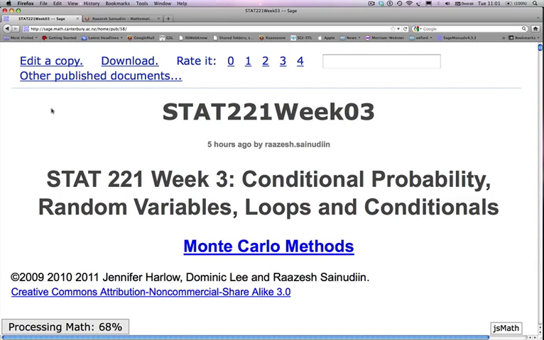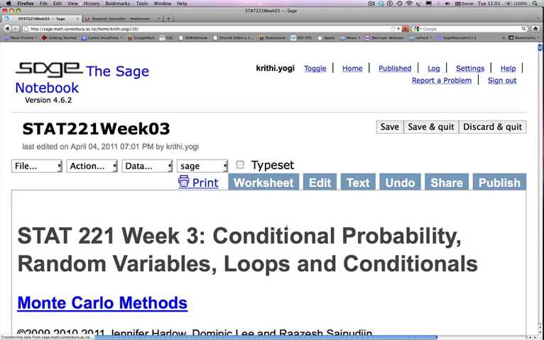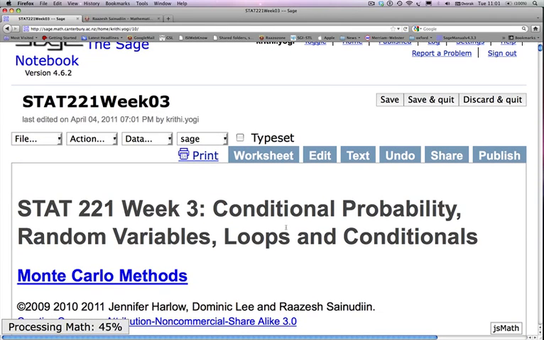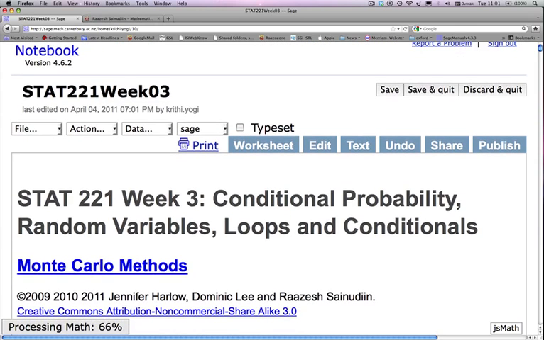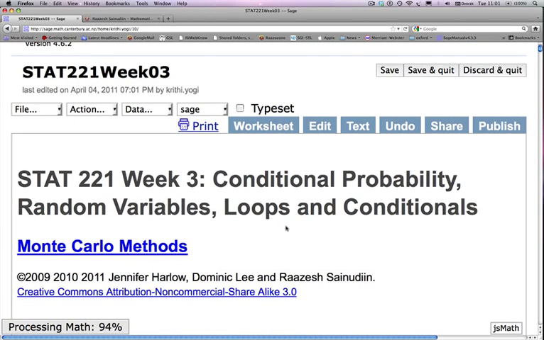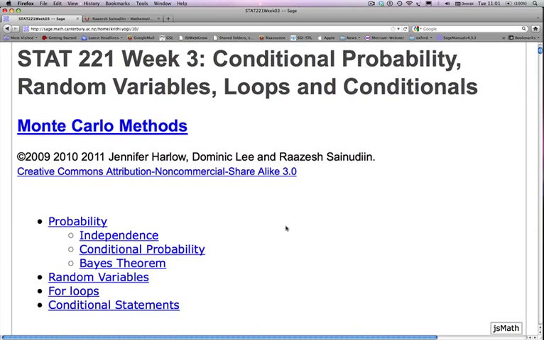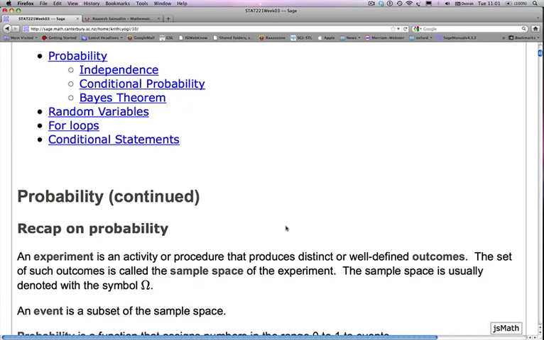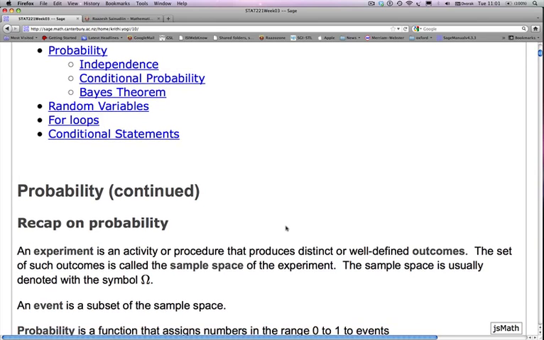Now once this has loaded, we start by editing a copy. So there you are. Stat 221 Week 3. Conditional probability, random variables, loops, and conditionals. So let us recap last week's material on probability.